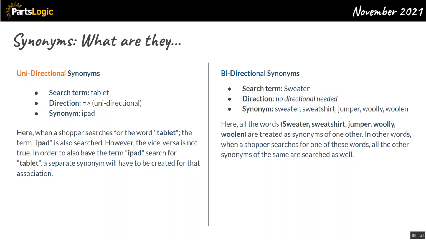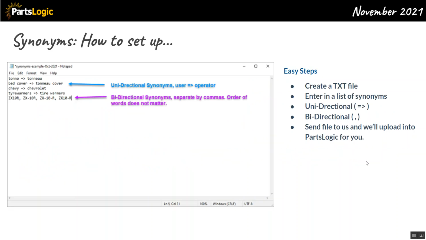And then the other flavor that you get is bidirectional synonyms. This is really powerful actually, because here in this example where you got sweater, sweatshirt, jumper, woolly, woolen, all the words are treated as synonyms of one another. So in other words, when a shopper searches for one of these words, all the other synonyms of the same are searched as well. So that's what synonyms are. You got two flavors, unidirectional and bidirectional. Now the next question is, how do you get to use them?